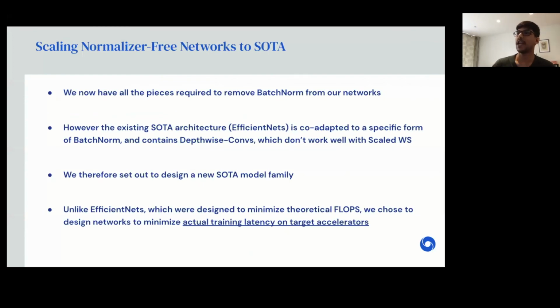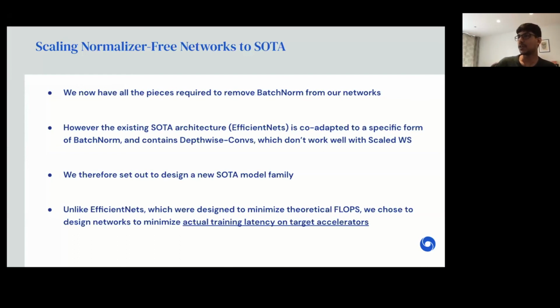So we now have all the pieces required to remove batch normalization from our networks. We then set out to design a new state-of-the-art model family. And unlike EfficientNets, which were designed to minimize theoretical FLOPs, which we actually found to not correspond to faster training speeds on the target accelerators that we actually use, like GPUs or TPUs, we chose to design networks that minimize actual training latency on the machines that we train on, like TPUs and GPUs.